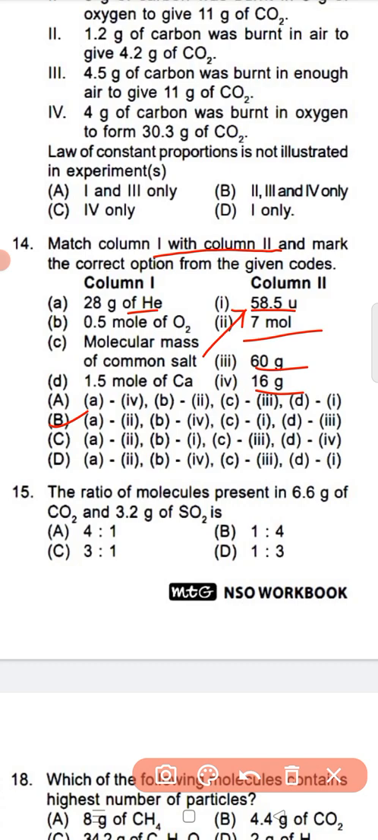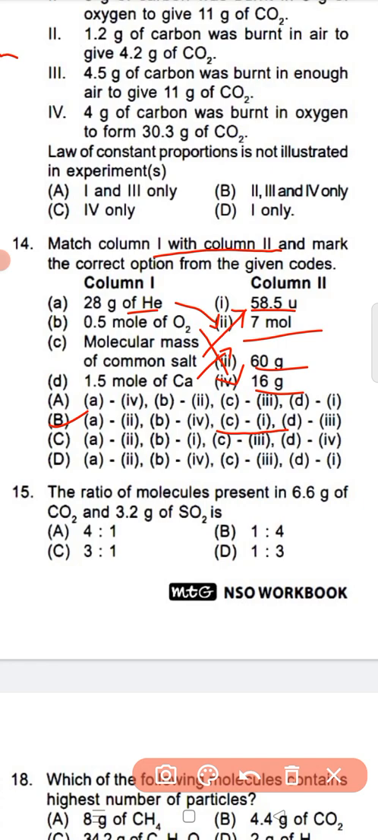because molecular mass C1 it is coming only. 28 gram of He, that is A2, 7 mole of helium. B4, 0.5 mole of O2, that is 16 gram, or 1.5 mole of Ca, that is D3, 60 gram. So this is the answer.